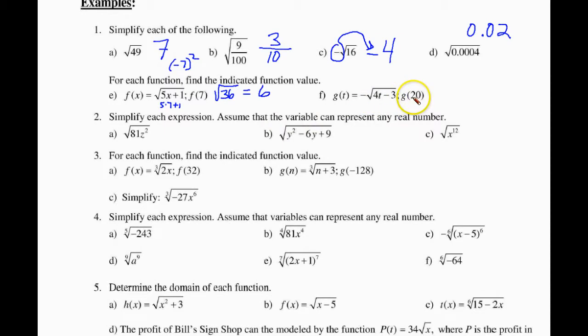Here we're going to put the 20 in there. 4 times 20 is 80. 80 minus 3 is 77. 4 times 20, 80 minus 3. Again, this is a grouping symbol. You do what is under the radical first. You get the square root of 77. Since this is not a perfect square, we just leave it, and then of course we need to apply the negative sign.